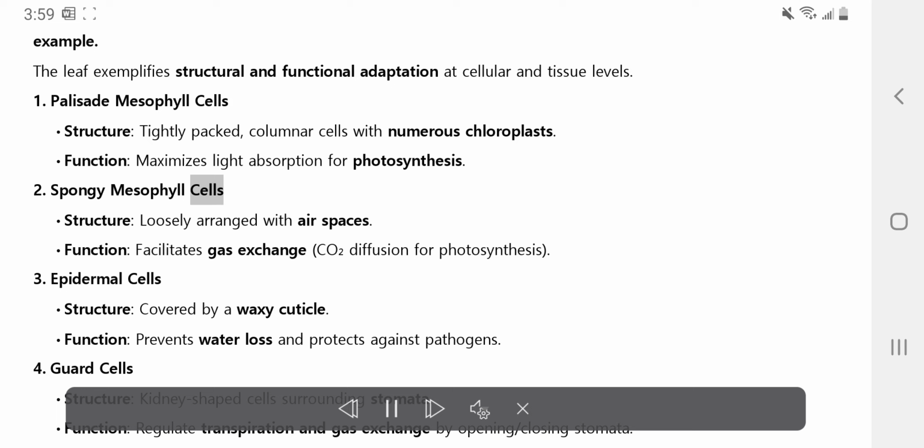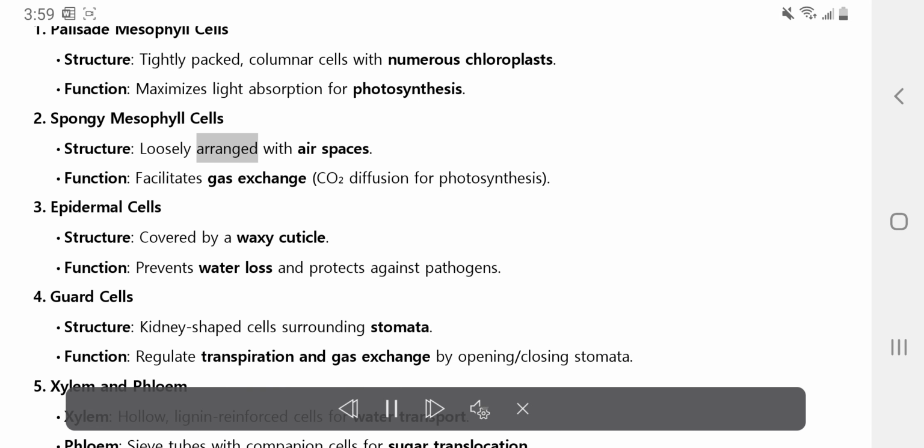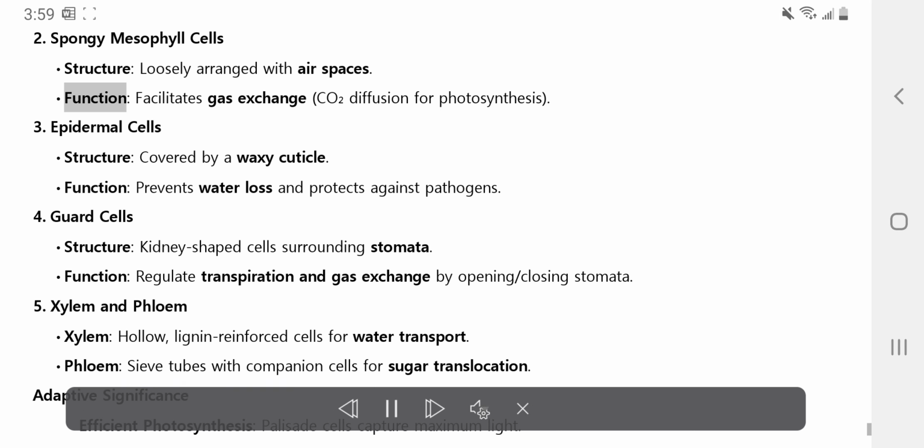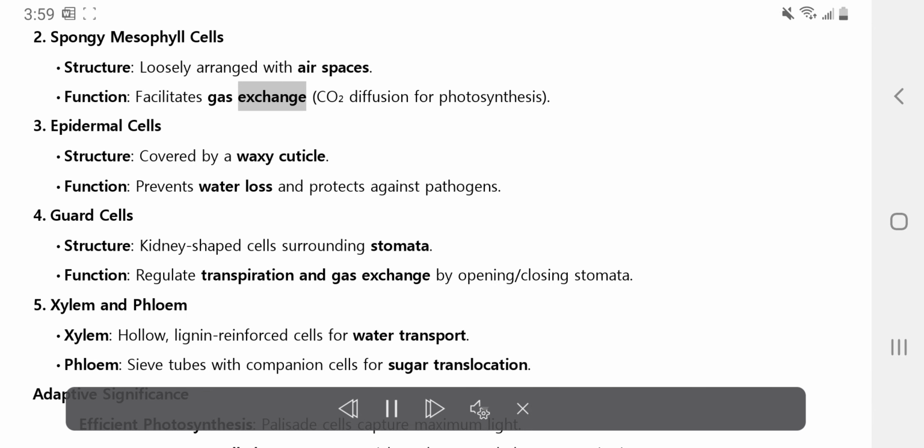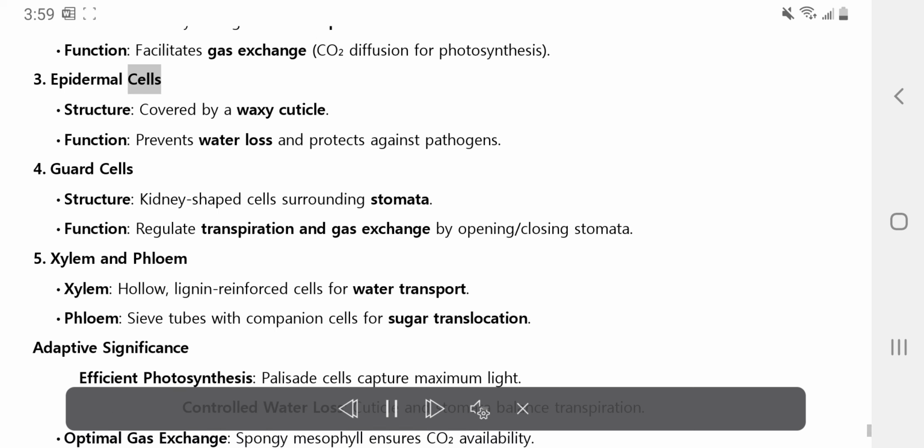Spongy mesophyll cells. Structure: loosely arranged with air spaces. Function: facilitates gas exchange, CO2 diffusion for photosynthesis. Epidermal cells. Structure: covered by a waxy cuticle. Function: prevents water loss and protects against pathogens. Guard cells. Structure: kidney-shaped cells surrounding stomata. Function: regulate transpiration and gas exchange by opening/closing stomata.